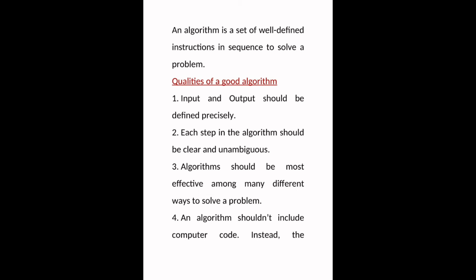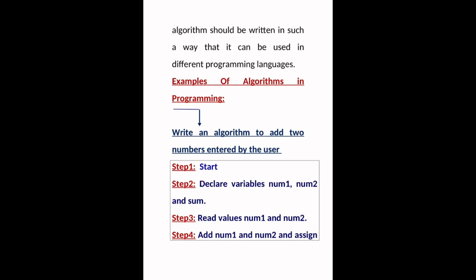Third, the algorithm should be the most effective among many different ways to solve a problem. An algorithm is the best way to solve a particular problem compared to other ways. Fourth, an algorithm should not include computer code. Computer code means a set of programs. Instead, an algorithm should be written in such a way that it can be used in different programming languages.